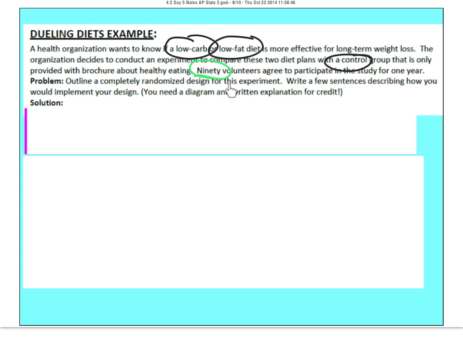Outline a completely randomized design for this experiment. Write a few sentences to describe how you would implement your design. Here they want you to do a diagram, and I'm going to just highly recommend that you do a diagram. I think it's easier for students and you tend to do it better.